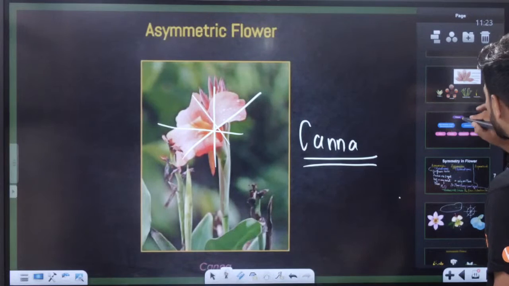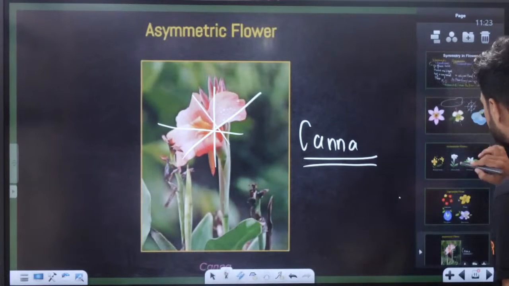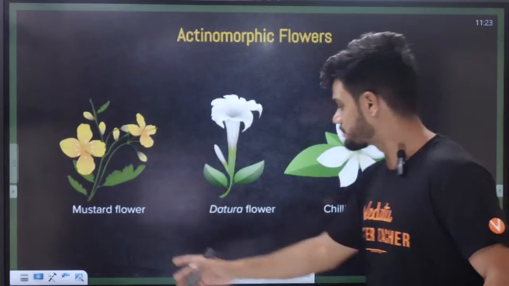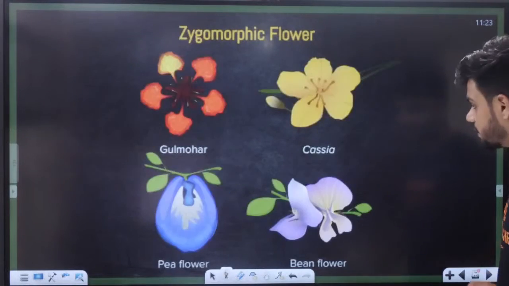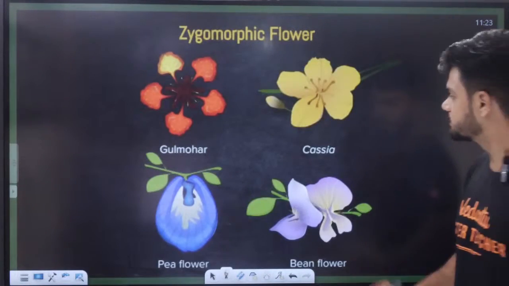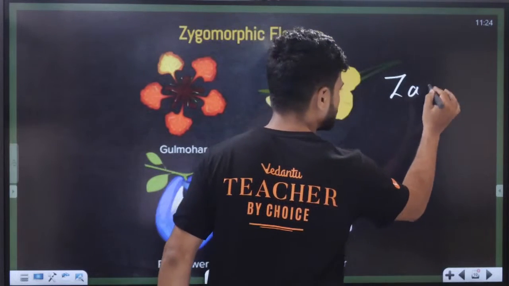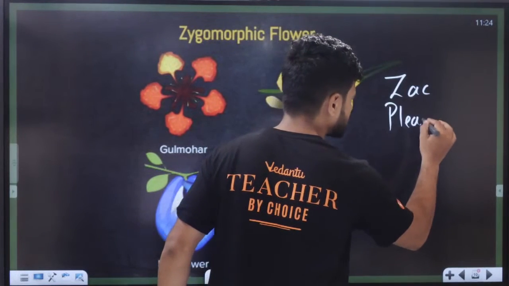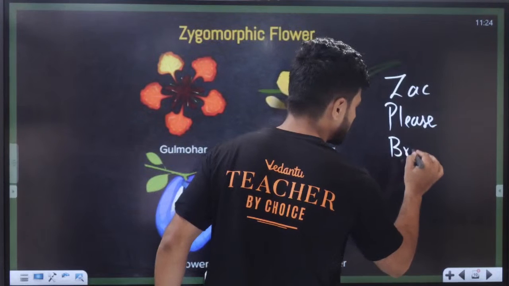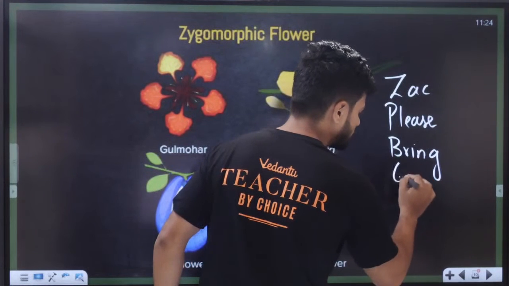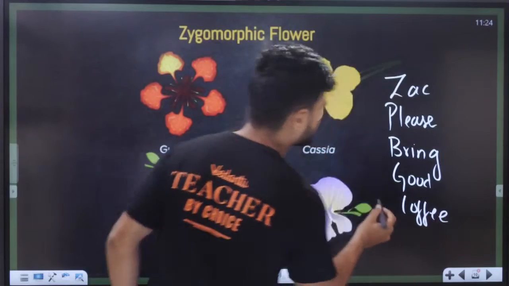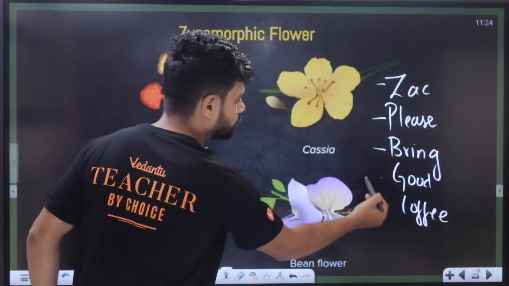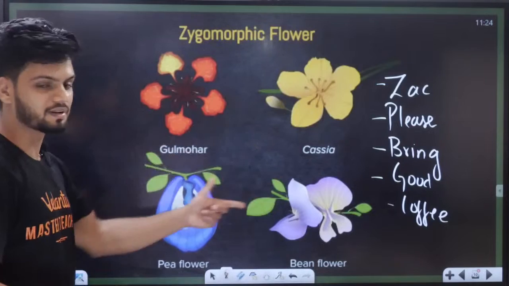Now I'll give you quick examples. See here. Actinomorphic is MCD: McDonald's, mustard, chili, datura. Here, Zach, please bring me good coffee. That is going to be zygomorphic: pea, bean, gulmohar and cassia. All the flowers given on the board.